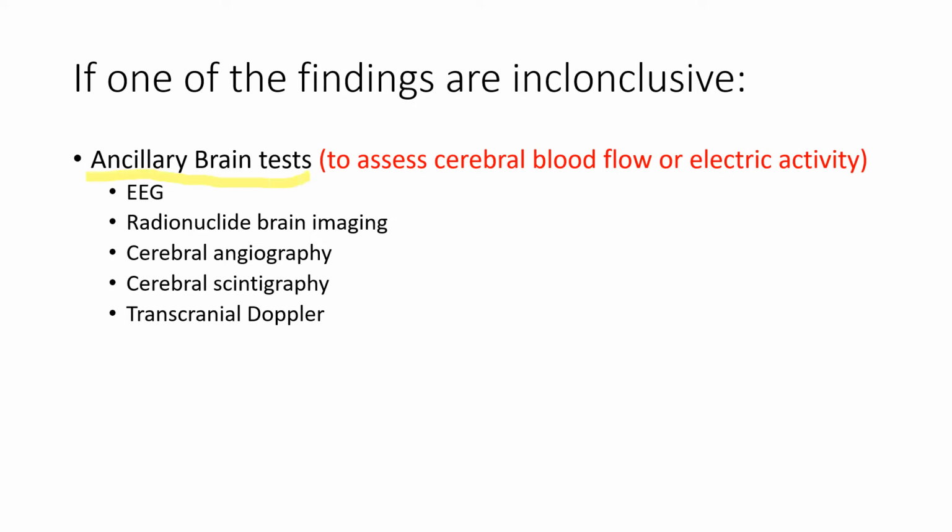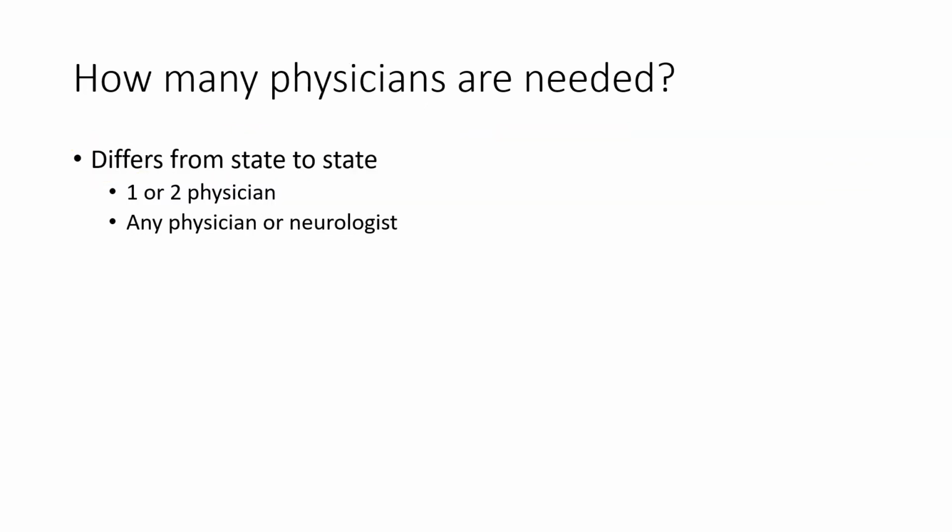And ancillary brain tests are basically to assess cerebral blood flow or electrical activity. This is important. We can use EEG, radionuclide brain imaging, cerebral angiography, cerebral scintigraphy, transcranial Doppler. So these all make sense because we are just trying to assess cerebral blood flow or electrical activity of the brain.